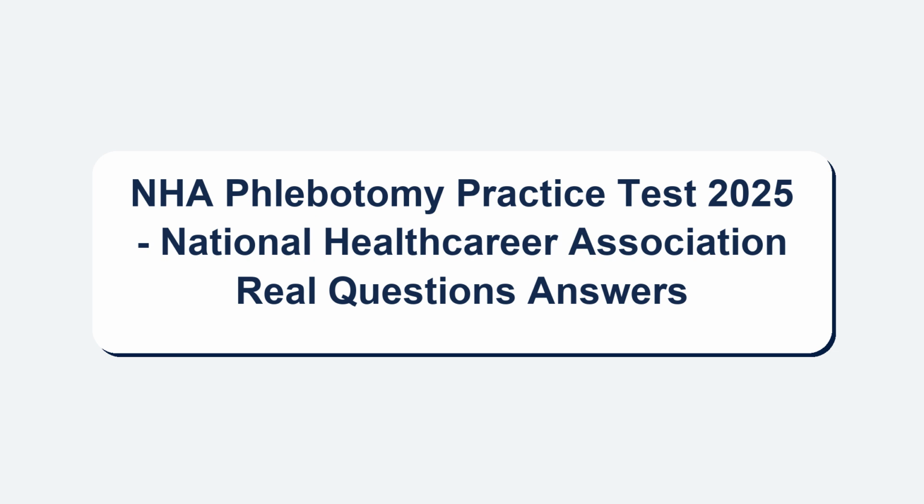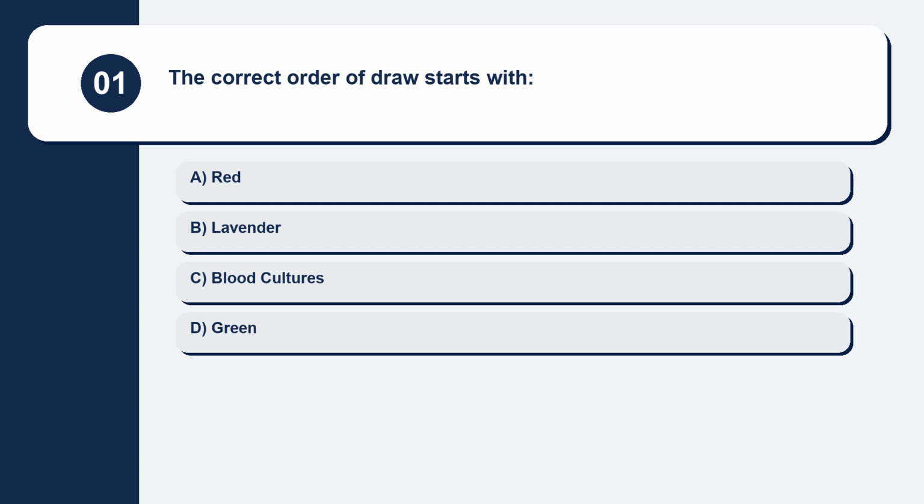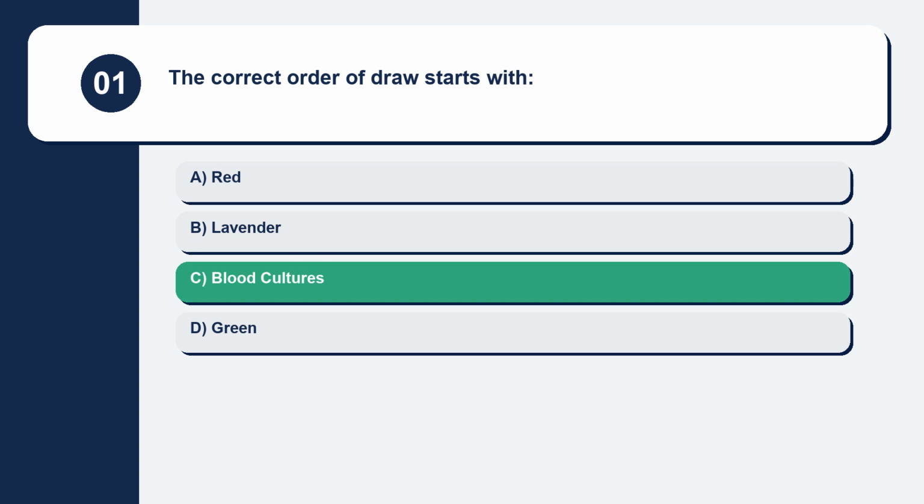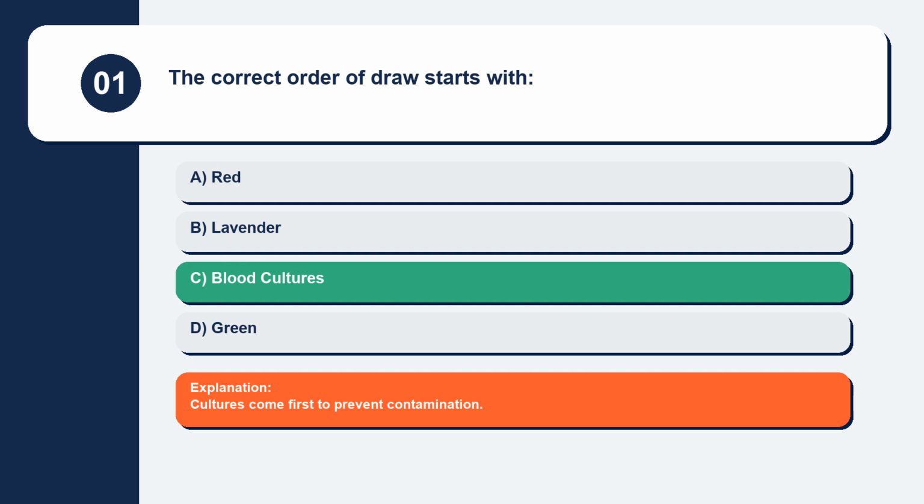NHA Phlebotomy Practice Test 2025, National Health Career Association, real questions and answers. Question 1. The correct order of draw starts with red, lavender, blood cultures, green. Cultures come first to prevent contamination.